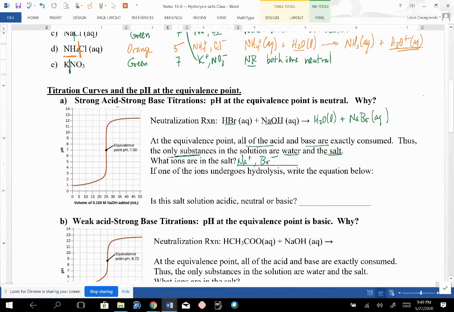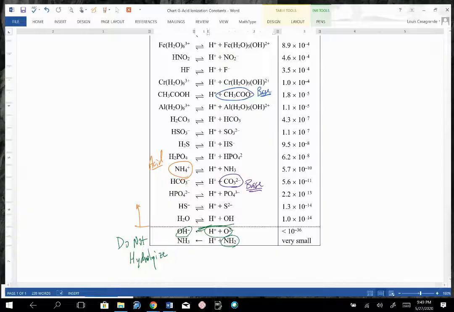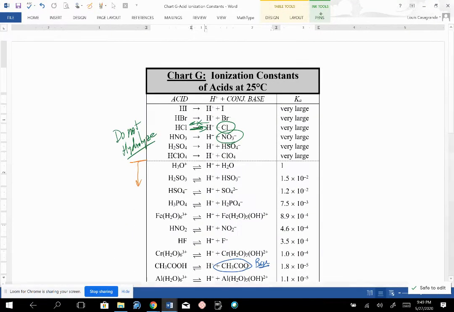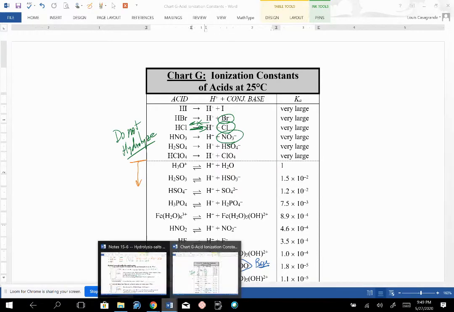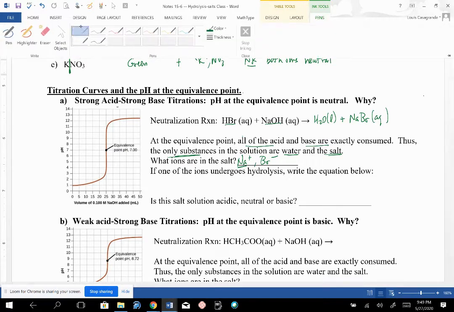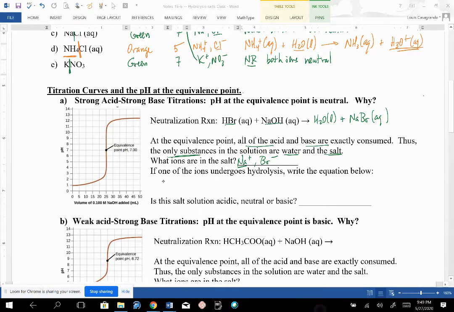Now, as we said before, sodium does not hydrolyze. Let's go to chart G because we haven't seen this one yet. I just want to prove to you that it does in fact work. Where's bromide? There's bromide way at the top in that do not hydrolyze zone. So the bromide also doesn't hydrolyze. So again, neither ion hydrolyzes.